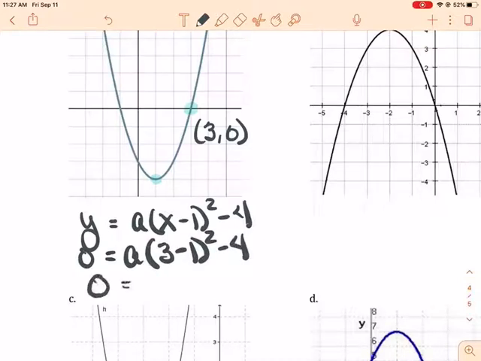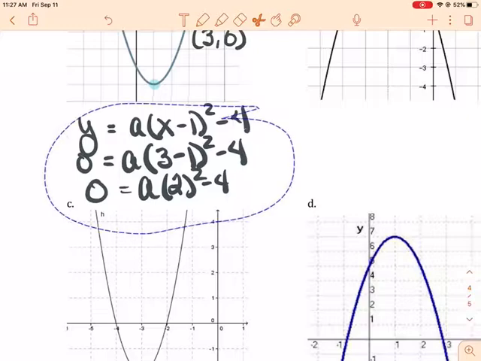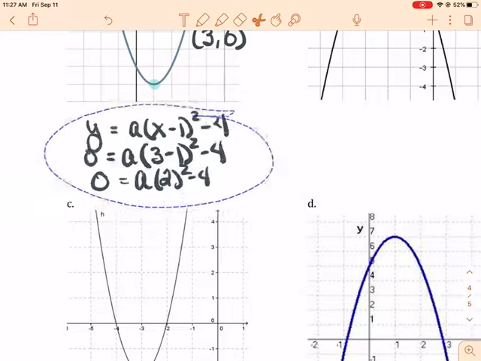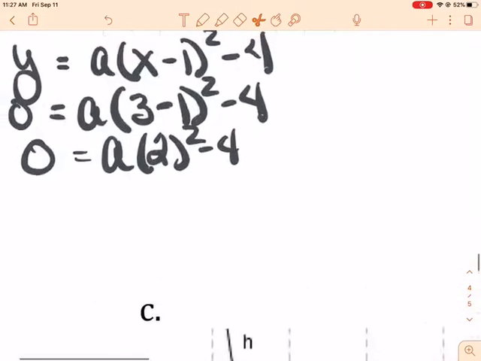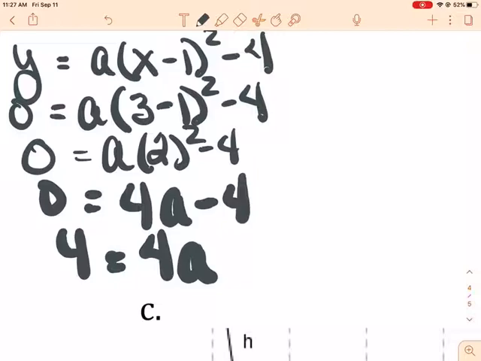Let's do some math. So this is 2 squared minus 4. Keep in mind, guys, people have a tendency to do really bad math here and not use the order of operations correctly. So let's not do that. Okay. All right. So 0 is equal to 4a minus 4, add 4, so 4 equals 4a. So a is 1.